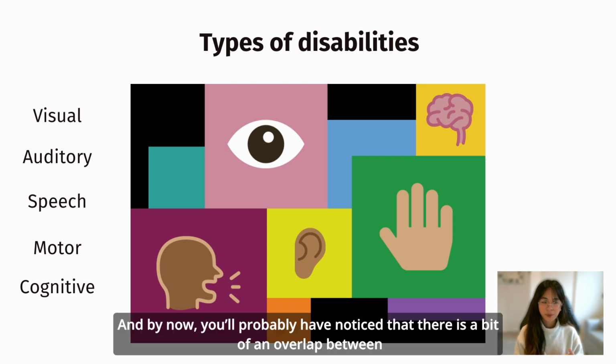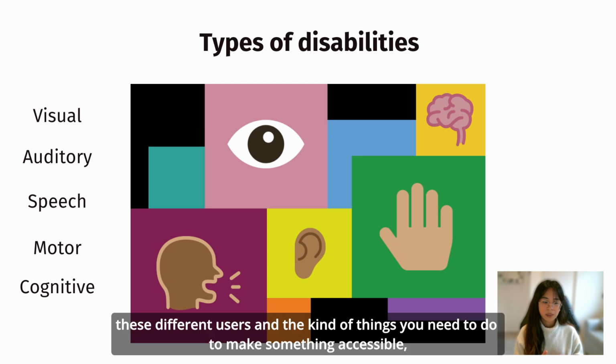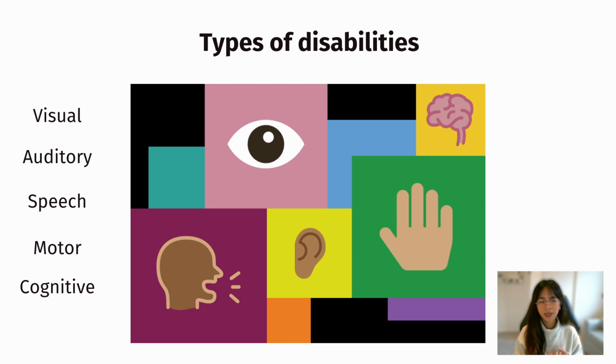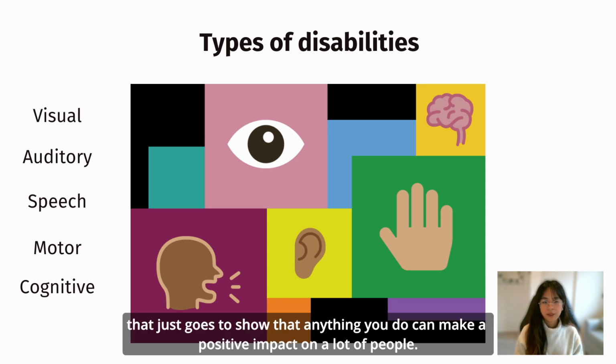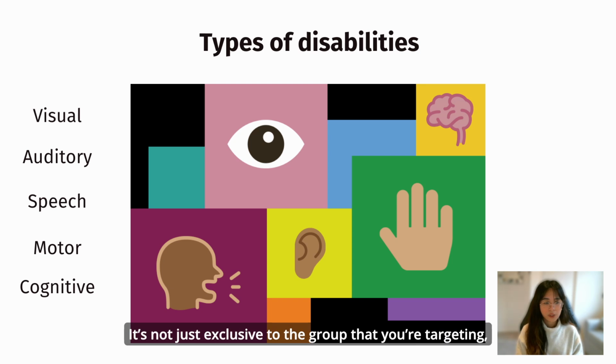And by now, you probably have noticed that there is a bit of an overlap between these different users and the kind of things that you need to do to make something accessible. And that just goes to show that anything you do can make a positive impact on a lot of people. It's not just exclusive to the group that you're targeting, it can be a plus for another group of people as well.